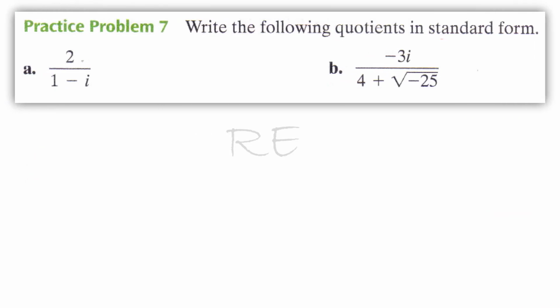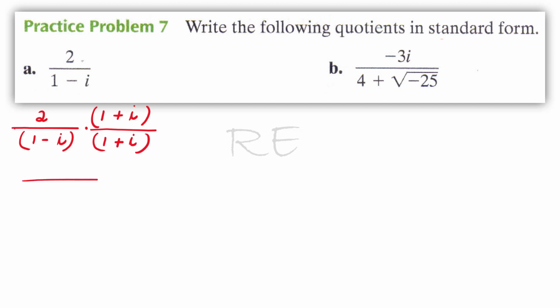To write a quotient in standard form, we're going to multiply it by the conjugate of its denominator over itself. The conjugate of 1 minus i is 1 plus i. So we multiply it by 1 plus i over 1 plus i, which is 1, and it doesn't change the fraction.